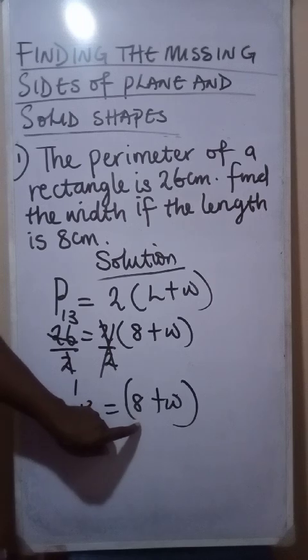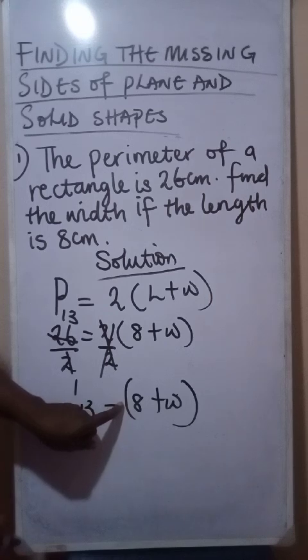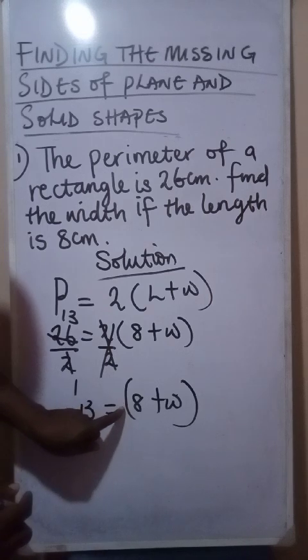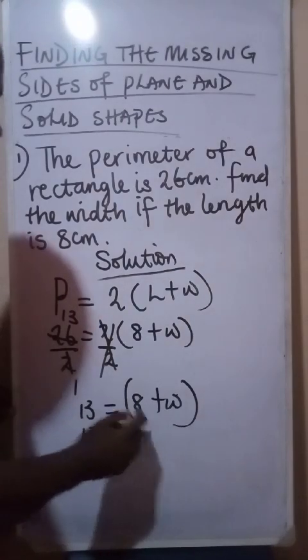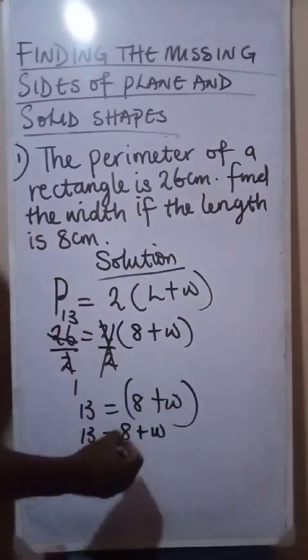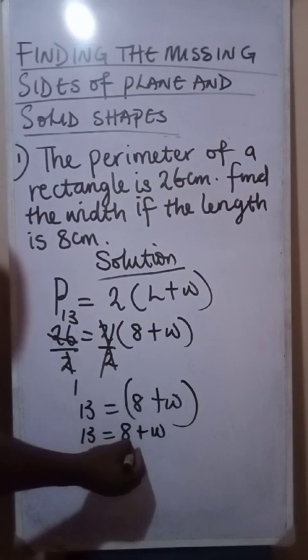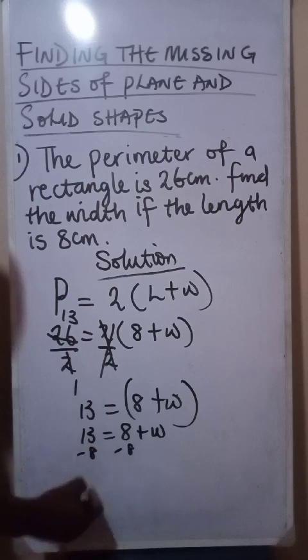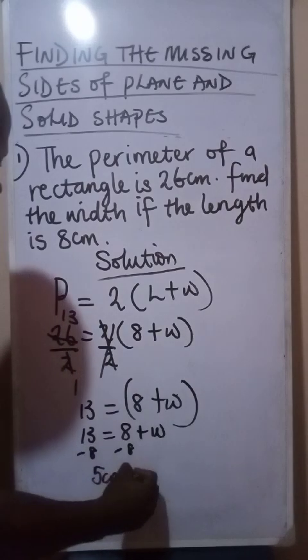Anytime there is a bracket, there is always an invisible 1 that you can use to open the bracket if there is nothing outside the bracket. So if I put 1 here and use it to multiply, 1 times 8 is what? 8. 1 times W is what? W. Are you getting it now? So I have this simple equation. All I need to do now is to remove the 8, that is minus 8 and minus 8. 13 minus 8 is equal to what? 5 cm.